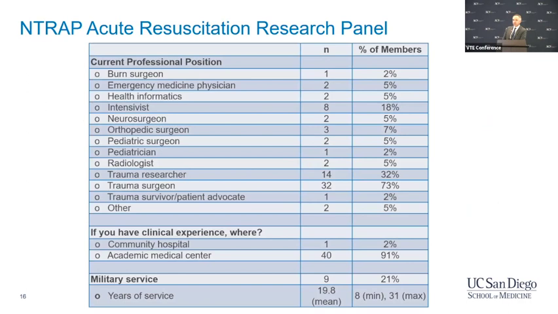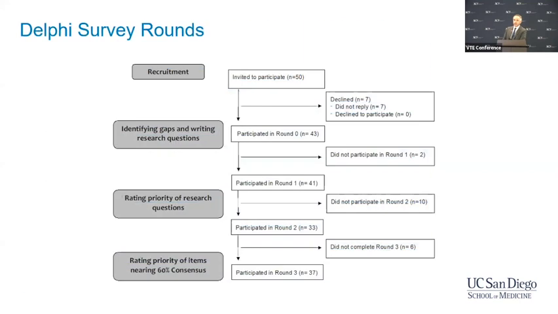So this is just a brief look at our panel. We started with a panel of around 50 people, and I just want to show you this to show, again, this is not just trauma surgeons. We had emergency medicine participants, radiology participants, and tried to get a broad look. We had included, of course, people with military service as well, in order to tackle that goal of getting both military and civilian research goals incorporated into this panel.